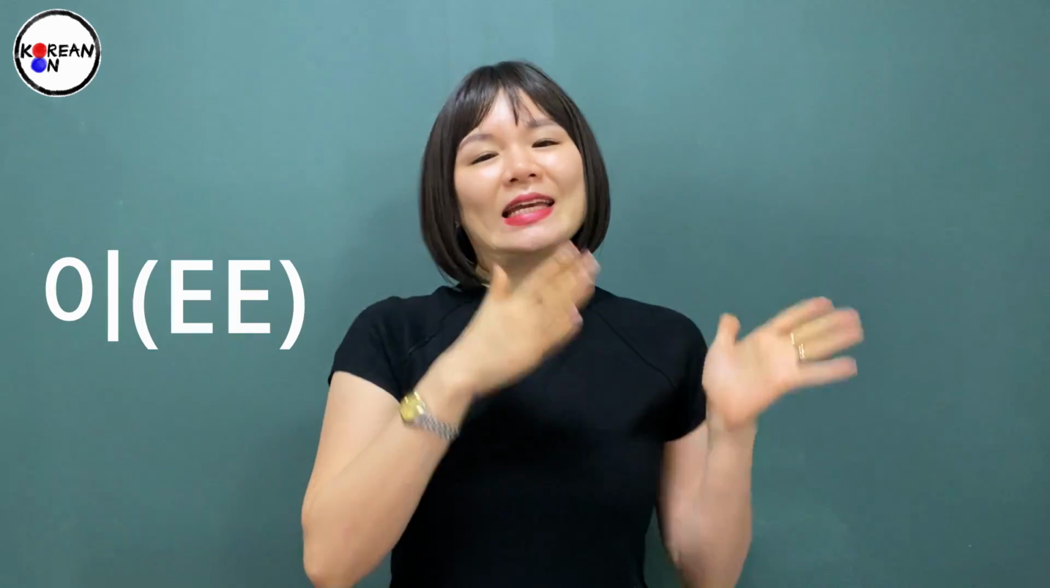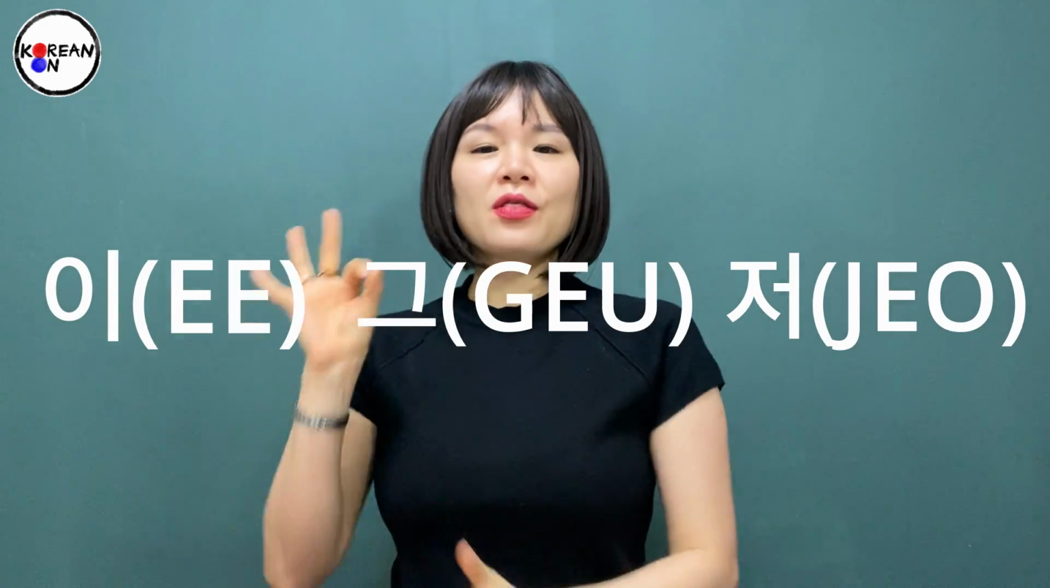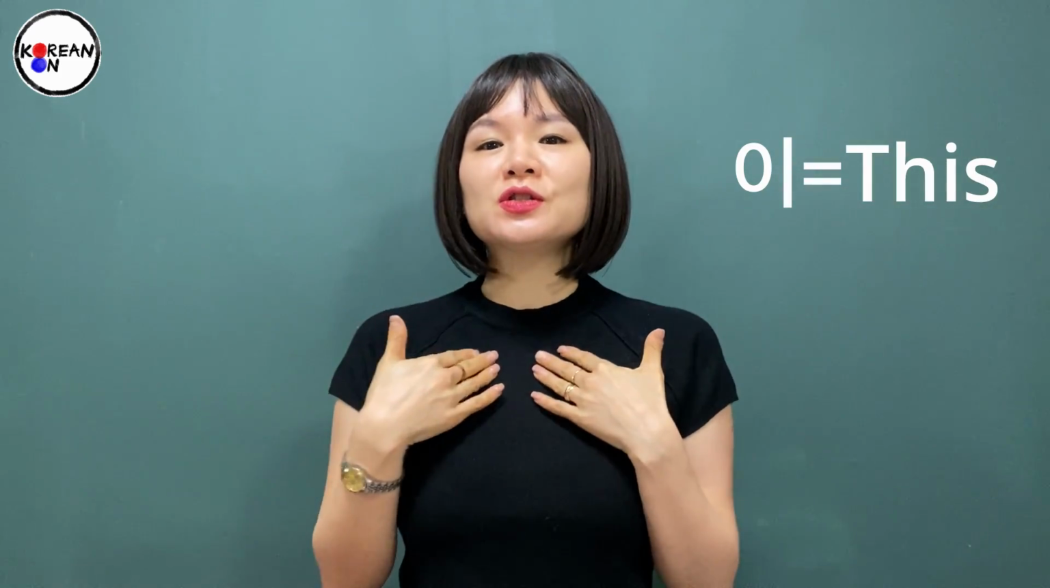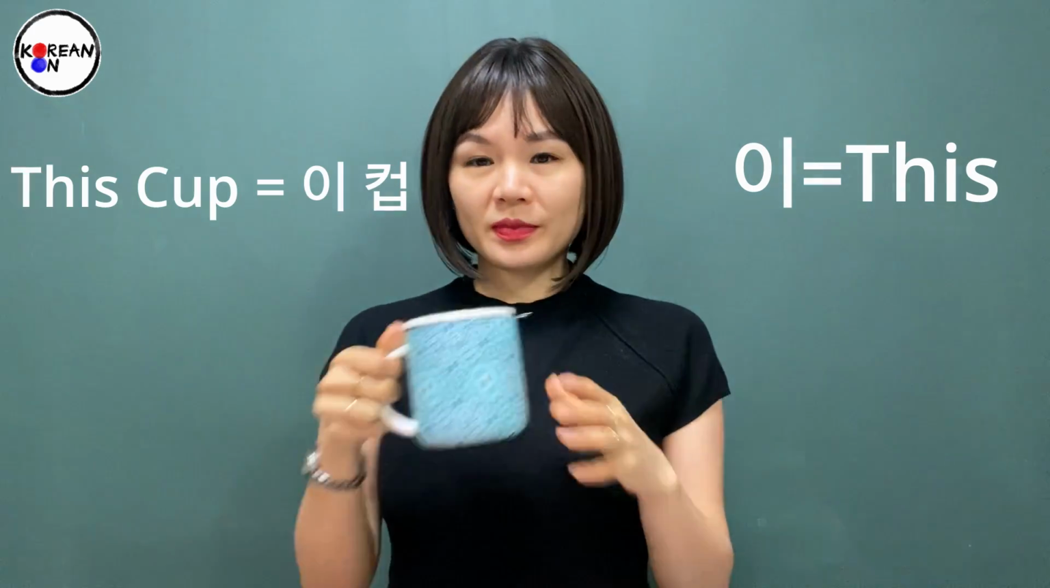Today we're gonna talk about how to say this and that in Korean. Let's take a look. So we can use this and that in Korean. 이, 그, 저. 3 words. 이, which is used when something is close to the speaker, like this book.